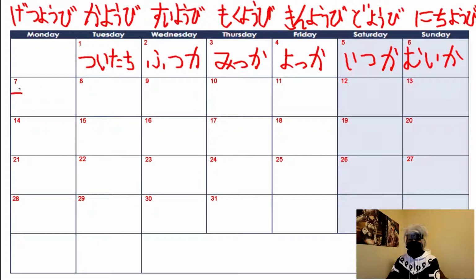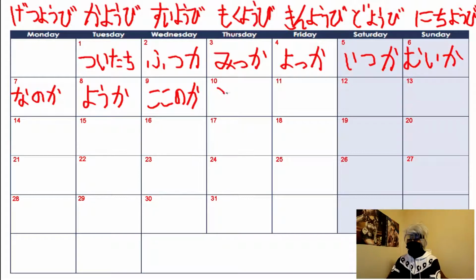7 is nanoka. 8 is yoka. 9 is kokonoka. 10 is toka. So that's 10, and then 11. 11日. You just have to add nichi.